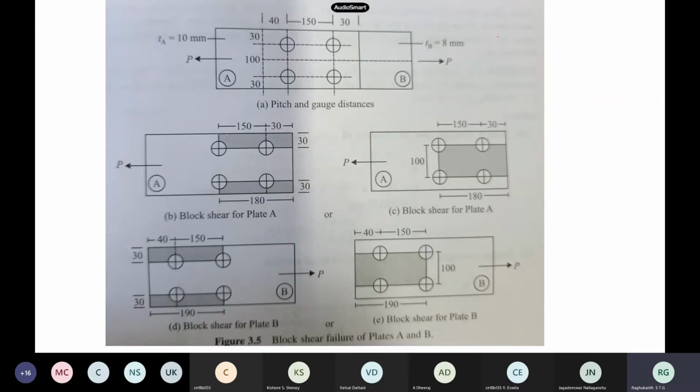Like if you are having a lap joint, this is essentially a lap joint. Two plates are there, something like this. And of course, you followed it, two sets of bolts are there. Now how do we calculate the block shear? When you do block shear check for lap joints, you have to do it for both plates, plate A and plate B. Sometimes if they are of the same thickness, then it is fine. Sometimes we use different thicknesses, like this is 10 mm and this is 8 mm.